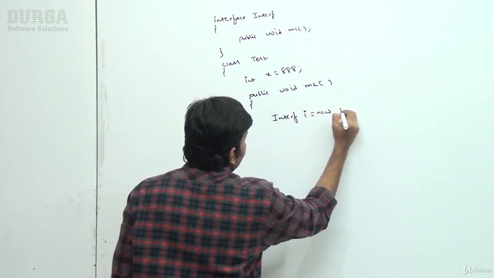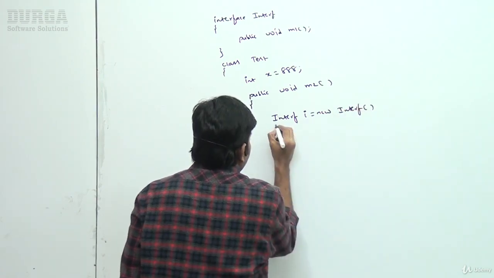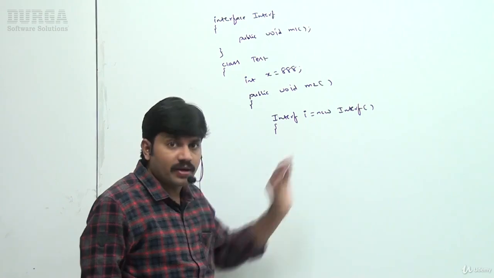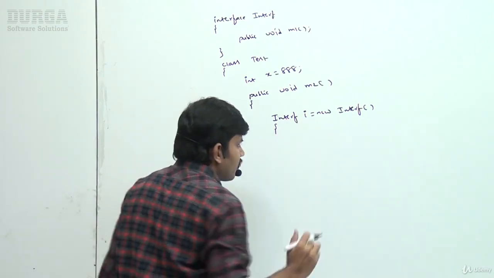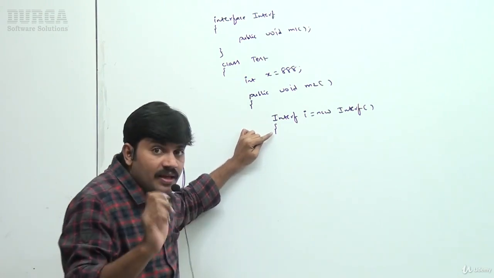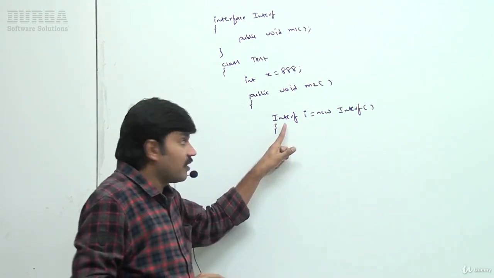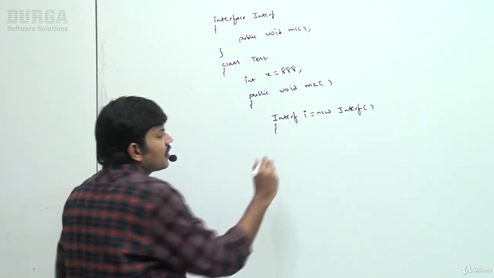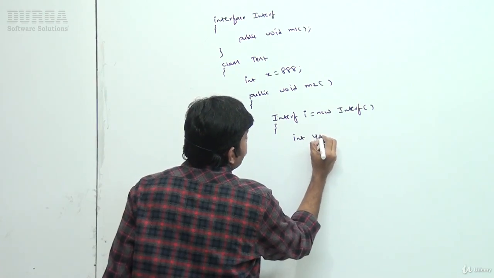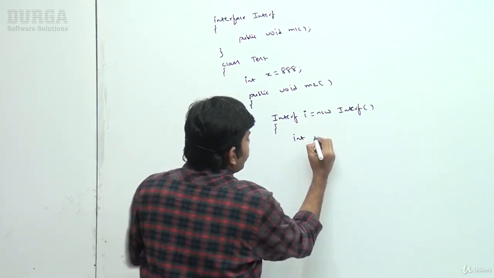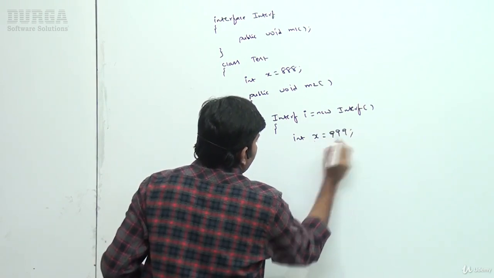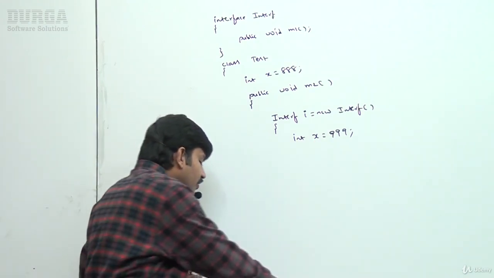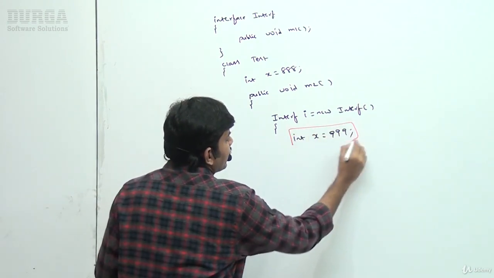I is equal to new Intraf. In the last videos I explained something like Runnable r is equal to new Runnable, next public void run method. Same way, Intraf I is equal to new Intraf. I am writing an anonymous inner class that implements an interface. Next, here I'm declaring one variable, int x is equal to 999. Take very special care. Can you tell what this variable is?